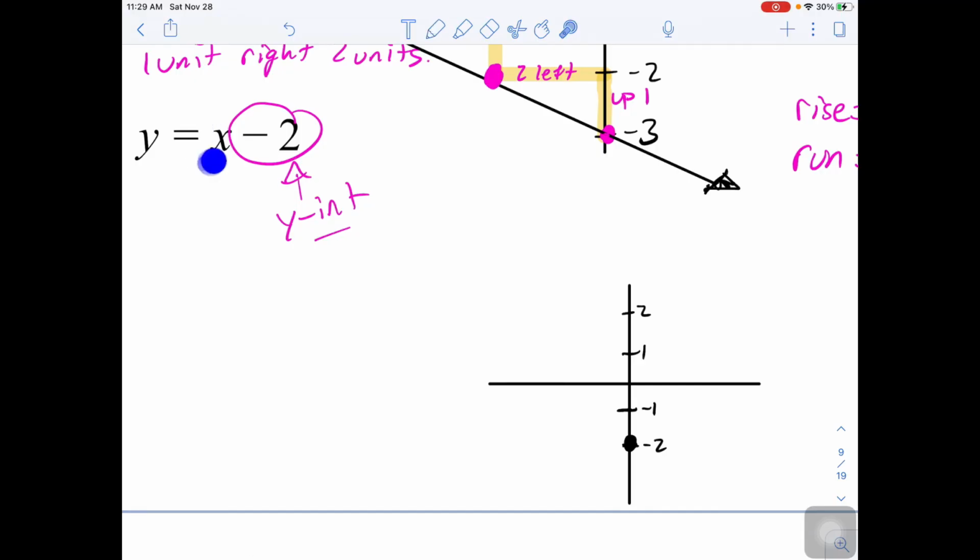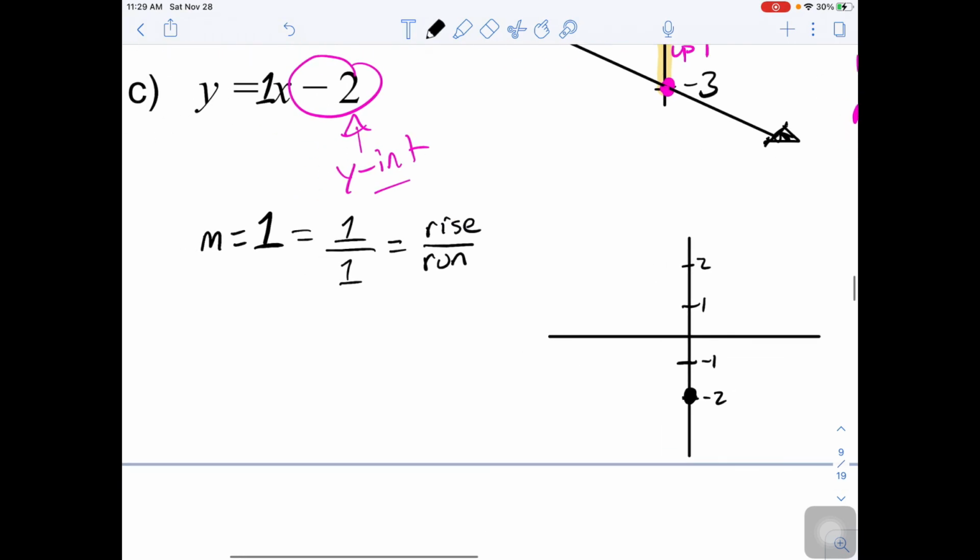Now, this is a confusing thing. It's just simply x. So lots of people might think slope is 0. But slope is not 0 here because you can imagine a 1 there. So this is 1. Now remember, any number where it's just a whole number, you can imagine it being 1 over 1. And now you have your rise over your run. So my rise is +1, my run is +1.